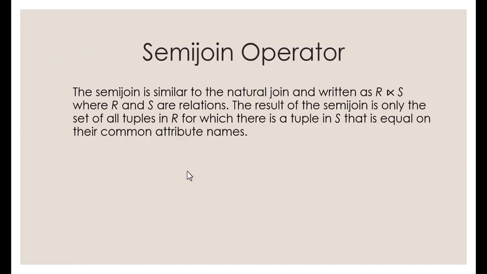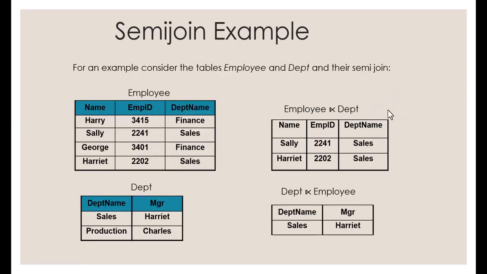Okay, you also have semi-join. This is sometimes used. This is a symbol that you use. It looks kind of like a natural join, but then you actually don't have a closing one here. It's left open, and the direction does matter. So we have a semi-join.